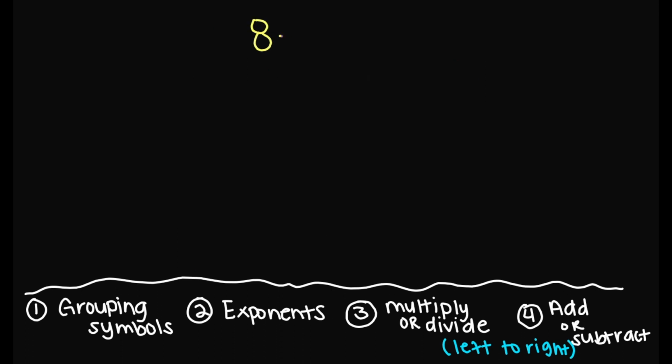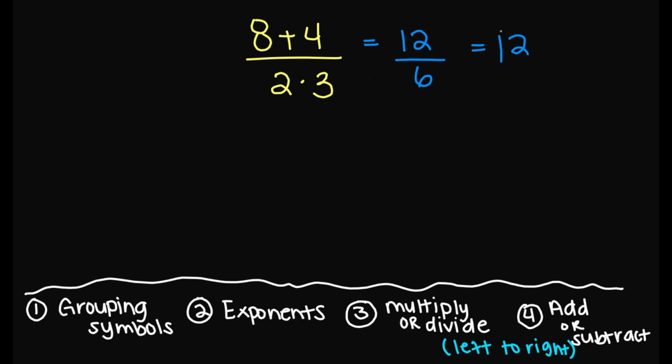8 plus 4 in my numerator, and all of that will be divided by 2 times 3. So let's work in our numerator. 8 plus 4, this is going to equal 12. And then my denominator, 2 times 3, this is going to equal 6. So if I divide 12 divided by 6, this is going to equal 2. So your final answer here is 2.